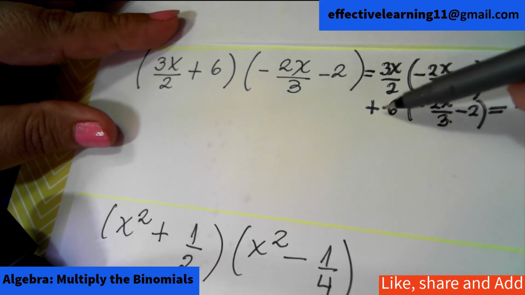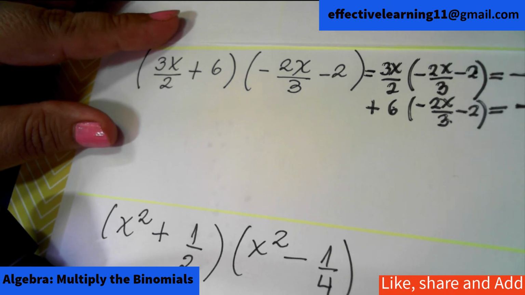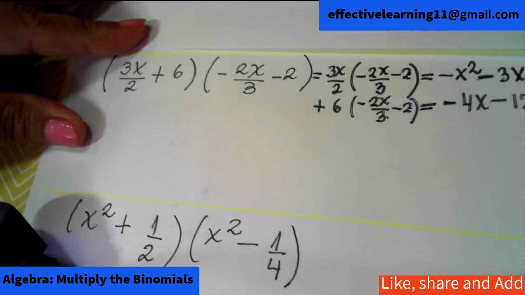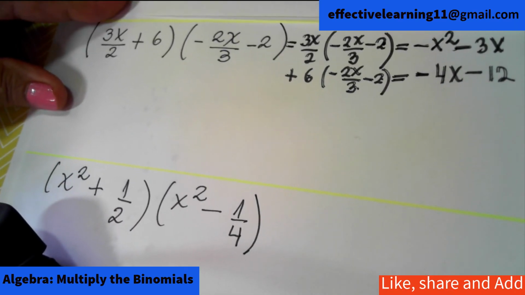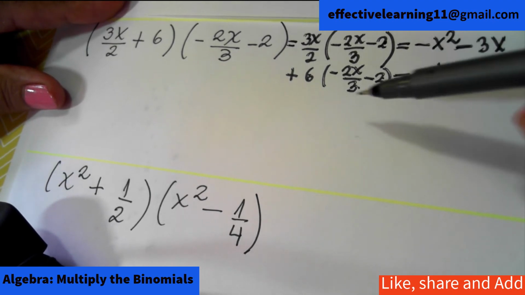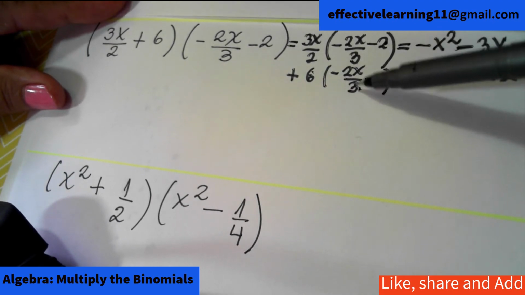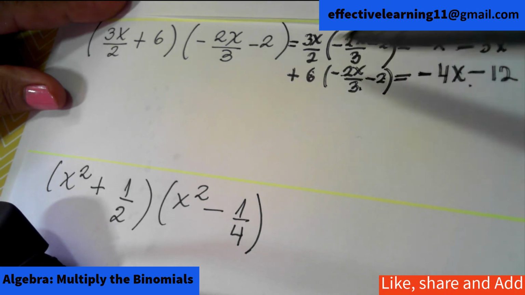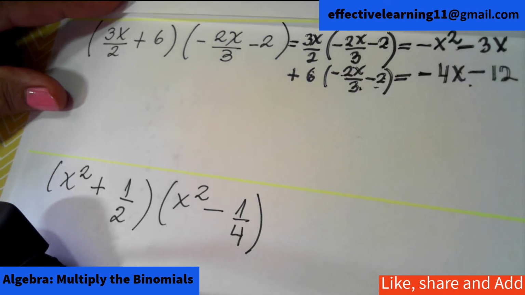4x. Again, positive and negative is negative. 6 times 2 is 12. Again, I'm going to explain. 6 divided by 3 is 2, times negative 2 is negative 4x. Positive and negative is negative. 6 times 2 is 12.